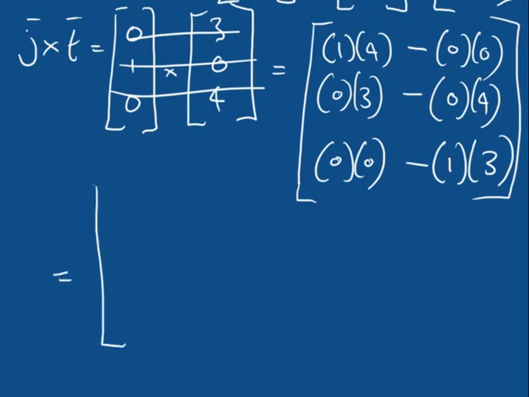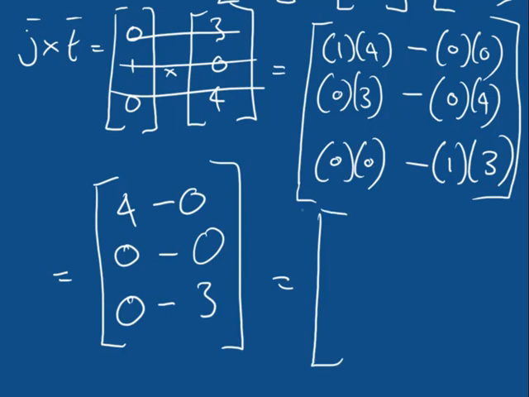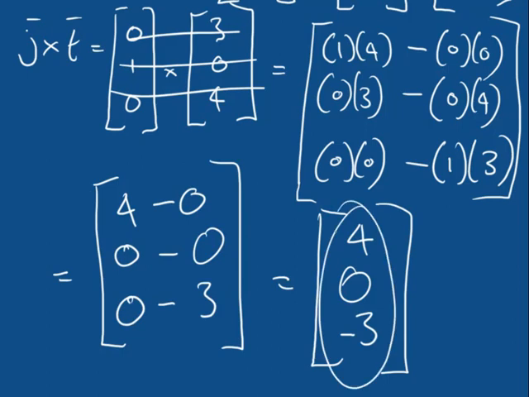equate this. So 1 multiplied by 4 is of course 4, minus 0 multiplied by 0 is 0. 0 multiplied by 3 is 0, minus 0 multiplied by 4 is 0. 0 multiplied by 0 is 0, minus 1 multiplied by 3 is 3, and that gives me the vector 4 minus 0 is 4, 0 minus 0 is 0, and 0 minus 3 is minus 3. So I've got a vector 4, 0, -3.